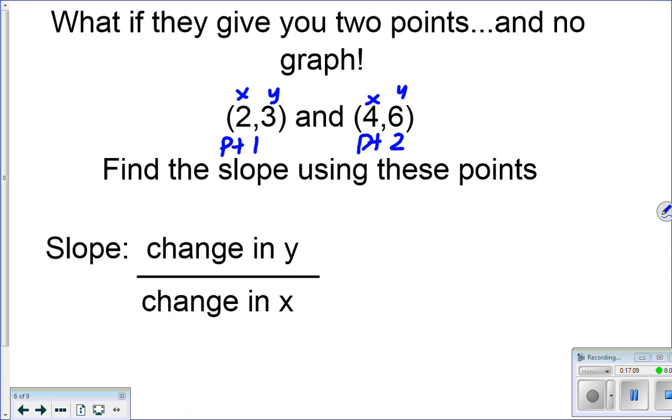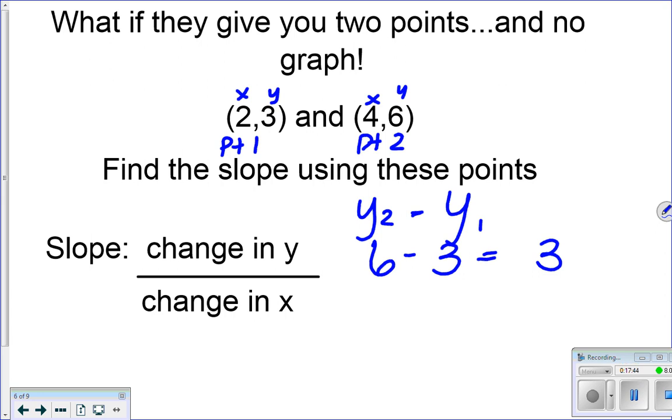So remember, rise comes first, and rise is always up and down. Up and down is always on what axis? The y-axis. So I'm going to find my y's. What numbers are my y's in there? 3 and 6. So the first thing I'm going to do is take the y for my second point, which is 6, and subtract the y in my first point, which is 3. Subtract those. Guess what my rise is? 3.